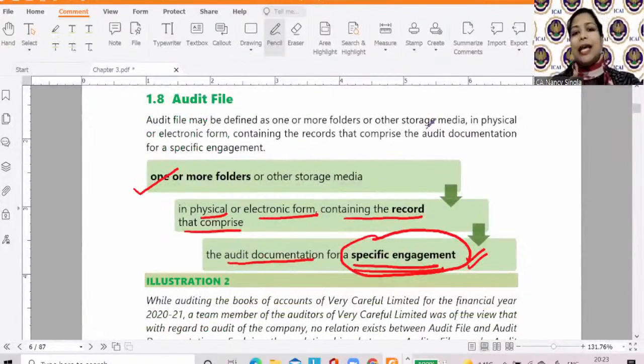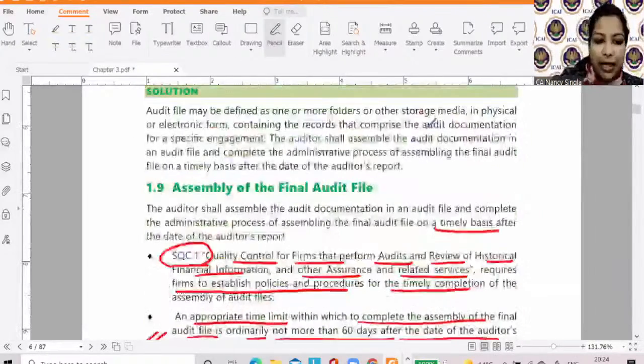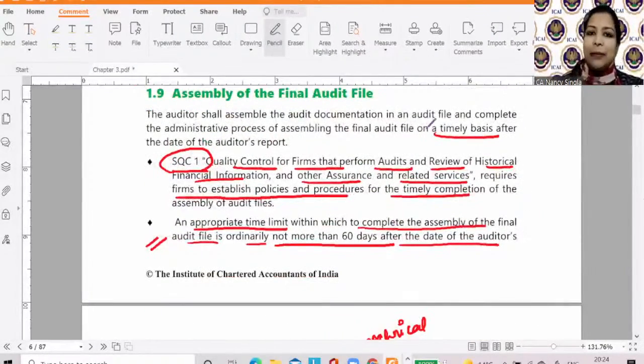So how to do it? Do we have to put the documents of all clients in one file? No, you need to maintain an audit file. It can be a box file, in physical form, or it can be a folder on your laptop, okay? So one or more folders or other storage media in physical or electronic form containing records that comprise the audit documentation for a specific engagement. How to do the assembly? It has to be done on a timely basis.